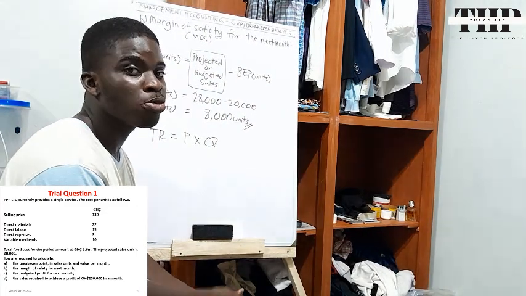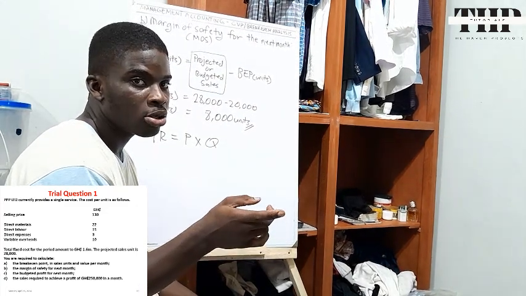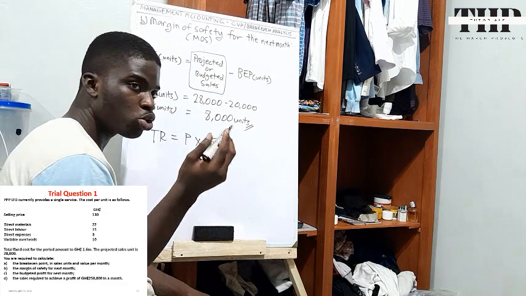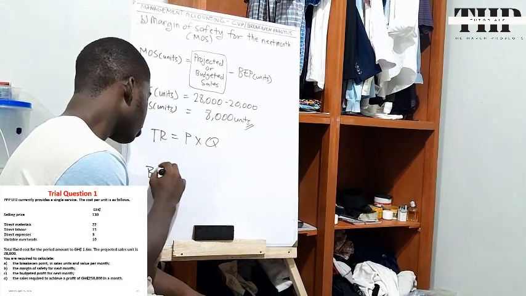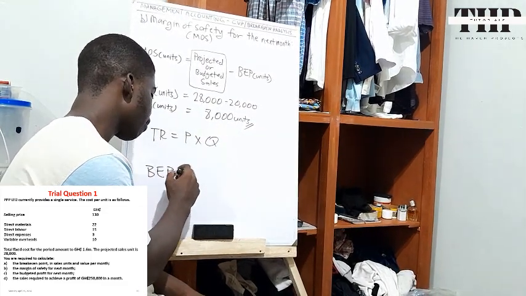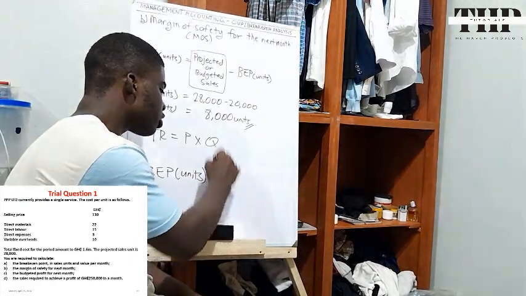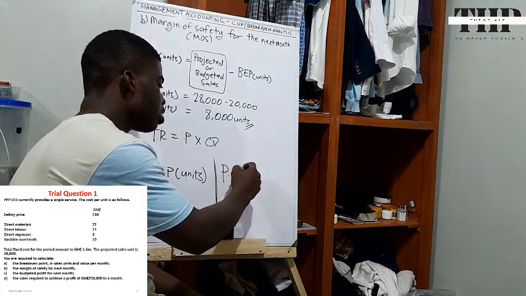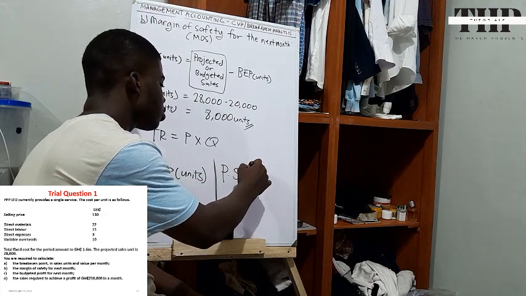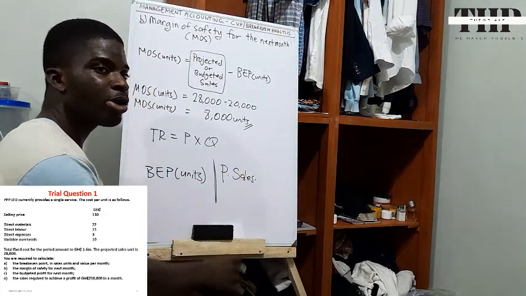We can't use the break-even point in units. So we have two units right now. We have the BEP and also we have the projected sales. So which one will we use? The projected sales or the break-even point in units? Projected sales. So you cannot use the break-even point. We have to use projected sales.